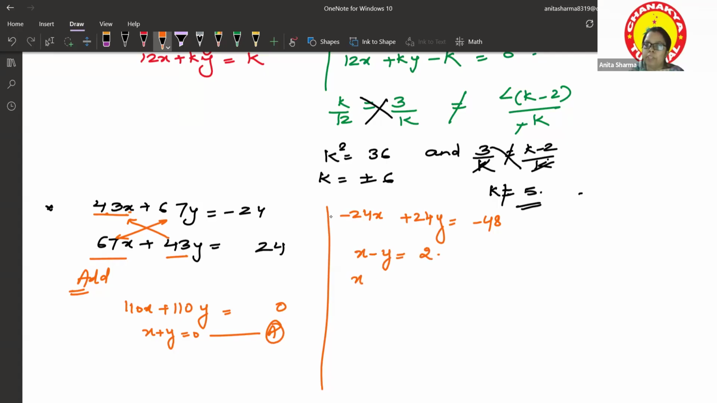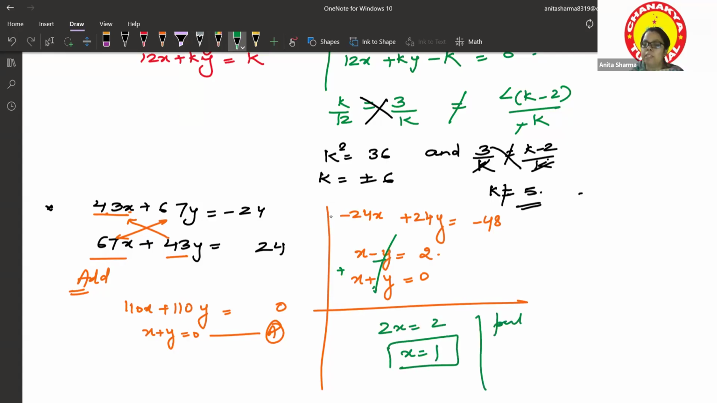Right? Now you have two equations, x plus y is equal to 0 and x minus y is equal to 2. Now both have the same coefficients and they have alternate signs. Y has minus here and plus here. So you will add both of them. Then 2x is equal to 2. So the value of x will be 1. Now put this value of x in equation A. So 1 plus y is equal to 0. So therefore the value of y will be minus 1. This is the answer. So in this way, you people need to solve the question. Okay, children?